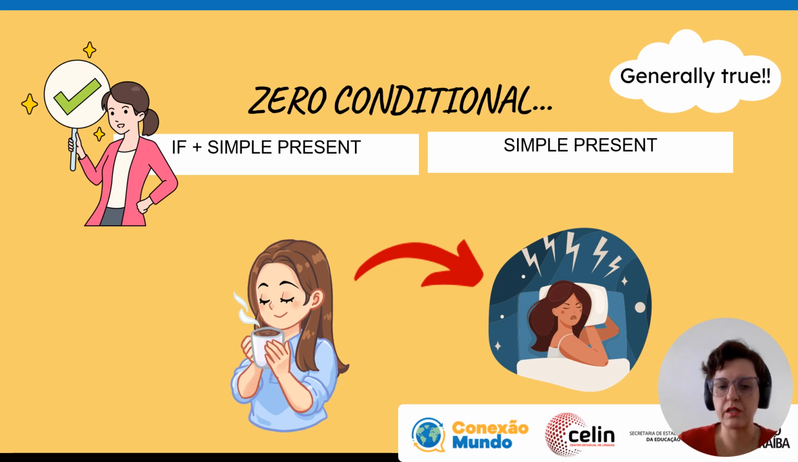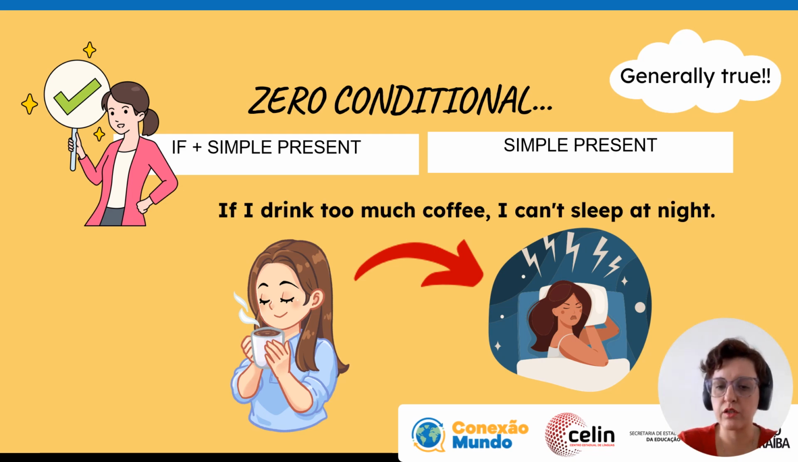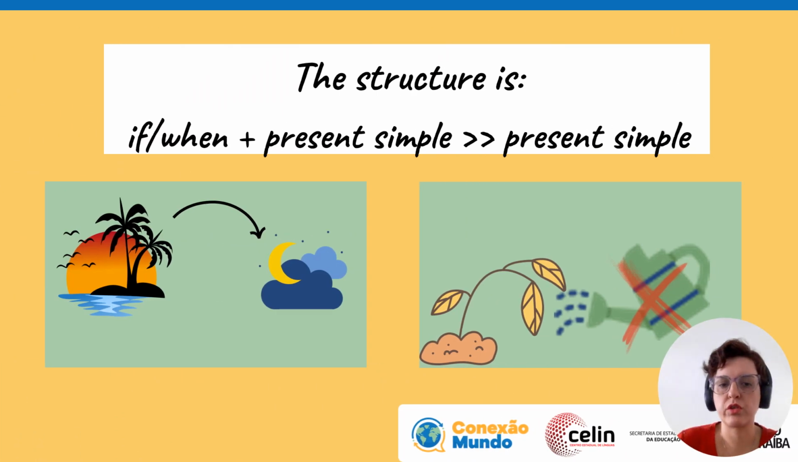Take a look at this, look at the pictures. Look, if I drink too much coffee, I can't sleep at night. This is true. This is a fact. Look at the if part. If I drink, simple present, I can't sleep, simple present. Okay, so zero conditional sentences are used for facts, for events, for occasions that are always or generally true. The structure is if or when plus present simple. And then in the second part, we also have the present simple.